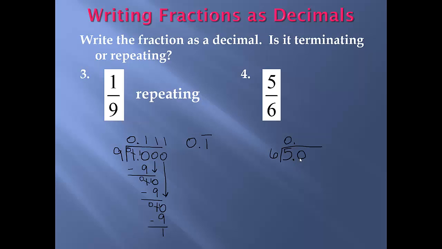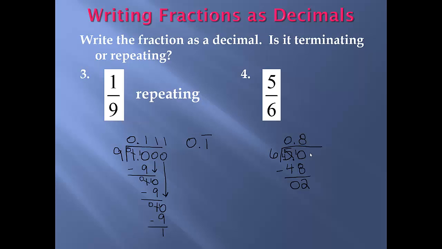6 goes into 50 8 times. 8 times 6 is 48. And now we need to subtract. 0 minus 8 we cannot do, so our 5 becomes a 4 when we borrow, and our 0 becomes a 10. 10 minus 8 is 2, and 4 minus 4 is 0. We still have 2 left, so we should continue dividing.